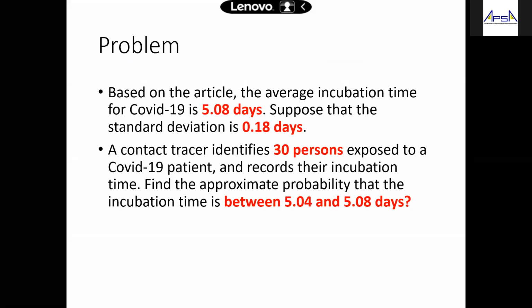So SD is 0.18. Now, a contact tracer identifies 30 persons exposed to a COVID-19 patient and records their incubation time. Find the approximate probability that the incubation time is between 5.04 and 5.08 days. So, ang average incubation time is 5.08. Pero ang tinatanong dito is, what's the probability na yung sample mean, yung 30 people, imagine nyo yung kanina, yung graph ko na nahuhulog. 30 people, kunin yung incubation time nilang lahat, i-average nyo yun, what's the probability na yung average nila is between 5.04 and 5.08 days.